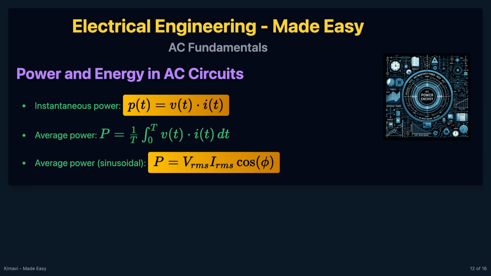In AC circuits, the instantaneous power P of t is the product of the instantaneous voltage V of t and current I of t. The average power P over one cycle is given by the integral of V of t times I of t, divided by the period T.